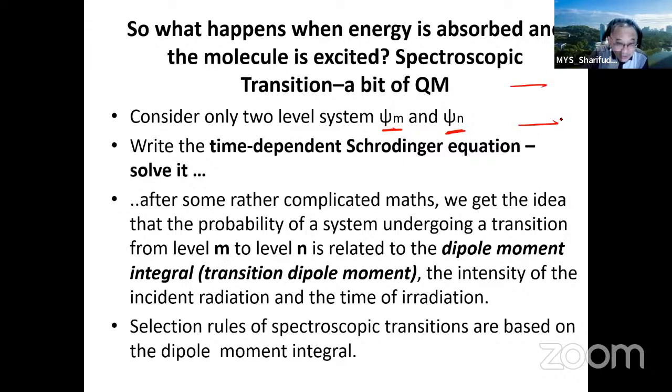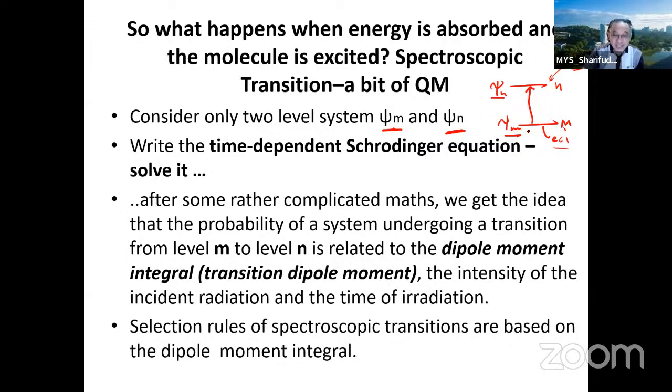So we can talk about m level and n there. This is psi m, this is psi n, and we're talking about a transition from m to n, right? So we're talking about electronic states. This is electronic configuration 1, and here is electronic configuration 2, because we're talking about molecular spectroscopy, electronic molecular spectroscopy. So EC1 gives you the psi m state, EC2 gives you the psi n state, right?